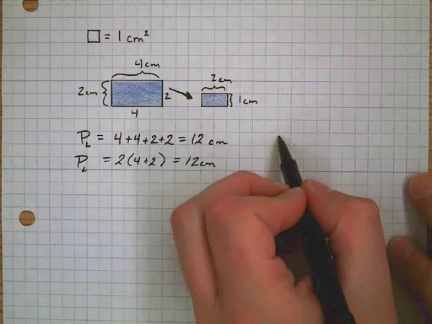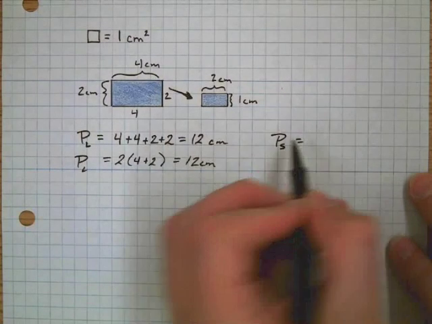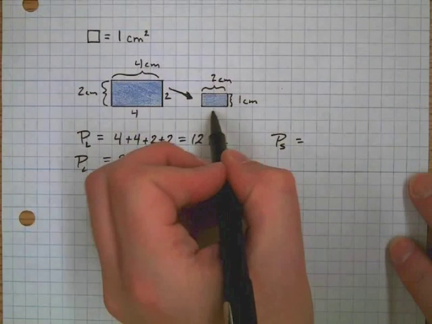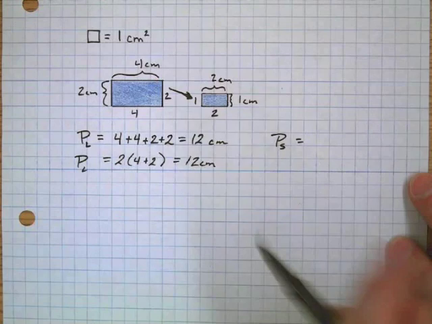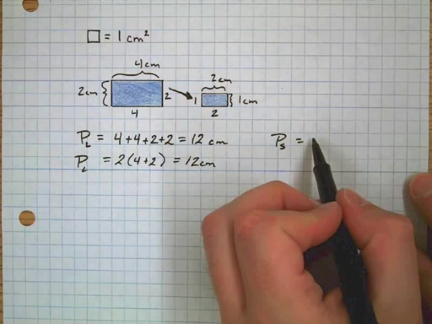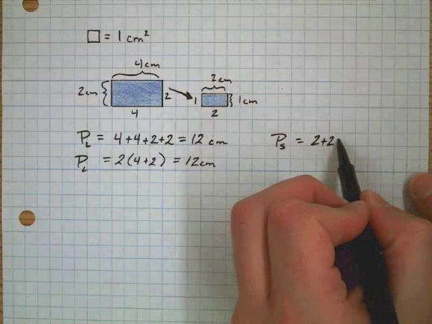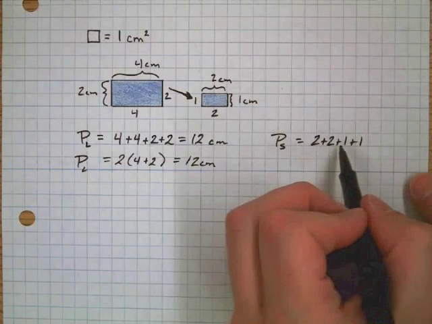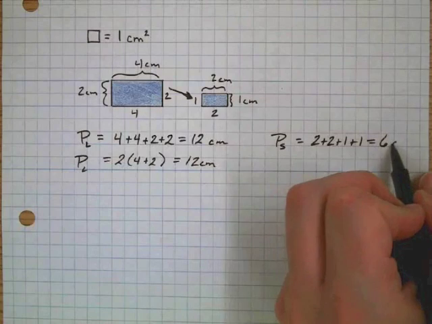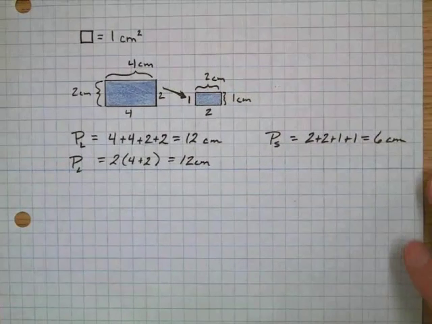So let's look at the perimeter of the smaller rectangle. Well, we know if this is 2 on top, this is 2. If this is 1 on the side, that's 1 on the other side. So we end up with 2 plus 2 plus 1 plus 1, 4, 5, and 6 centimeters.